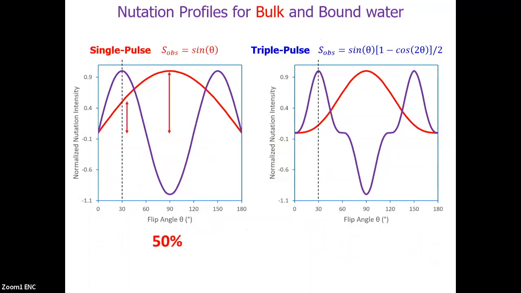And for the bulk water, single pulse is 50% off. And then for triple pulse, now we reduce the signal to 12.5%. It's pretty good, but it's not enough. So what do we do?